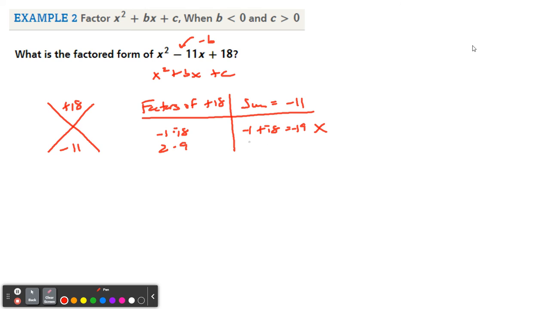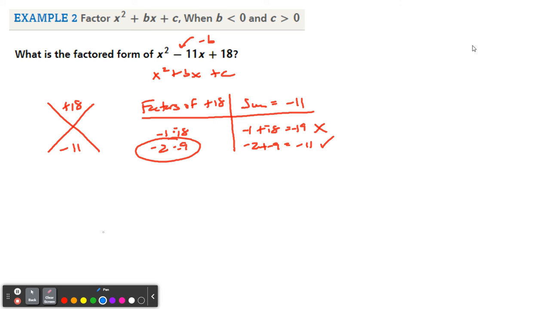Okay, 18 divided by 2 is 9. 2 times 9 is 18. Again, it has to be negative and negative because of this negative 11 over here. Same signs, have to be negative. And now we'll do negative 2 plus negative 9. Negative 2 plus negative 9 is negative 11. Cha-ching! I got it.